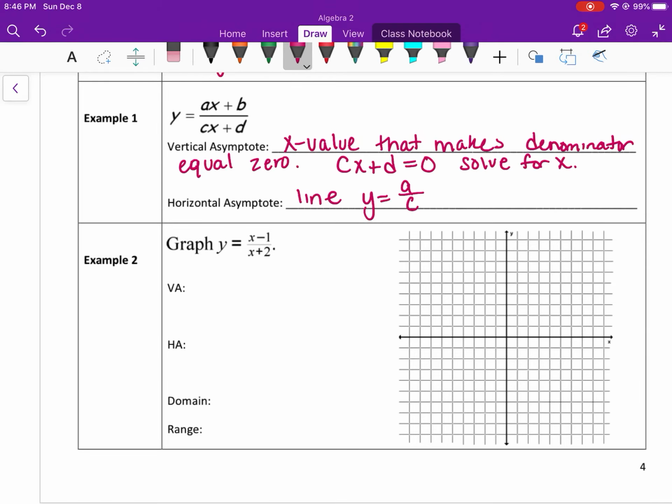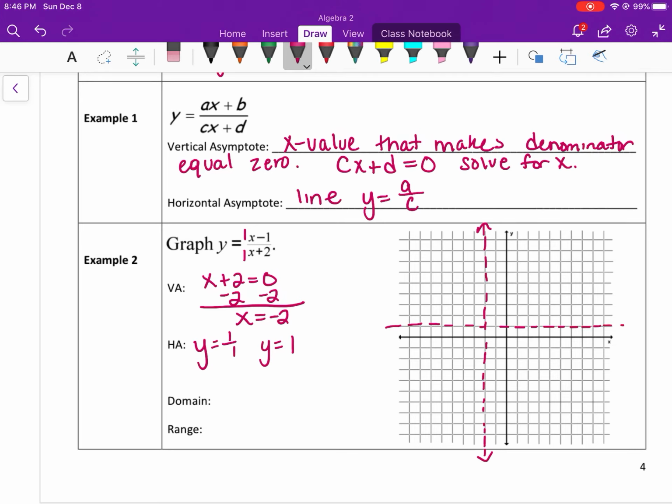For this one, whatever makes the denominator equal 0, this one's kind of obvious, it'd be -2. But if not, you take the denominator, you set it equal to 0, and you solve for x. So solving for x, we'd get x equals -2. That is my vertical asymptote, because it crosses the x-axis at -2. Then your horizontal asymptote is a over c, where a is 1 and c is 1. Those are my leading coefficients in each polynomial. So 1 over 1, or just y equals 1. That's my horizontal asymptote, which goes through the y-axis at +1.